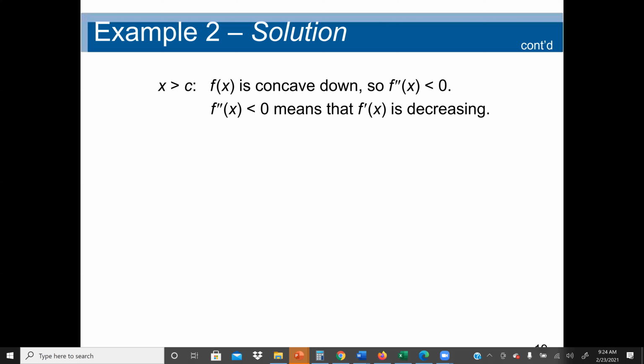So the two rules here are just the theory. From the theory, we know concave up means the function is doing what? Going from decreasing to increasing. Concave down means what? From increasing to decreasing, and decreasing to increasing.